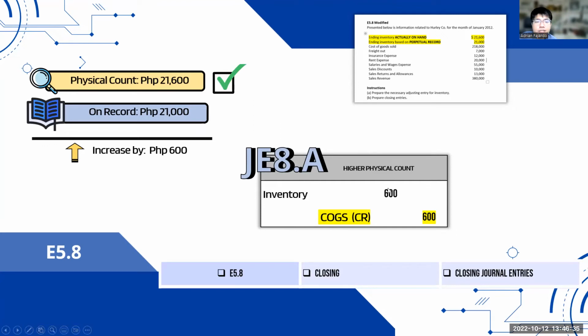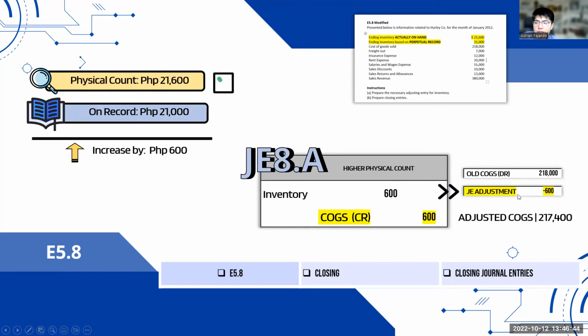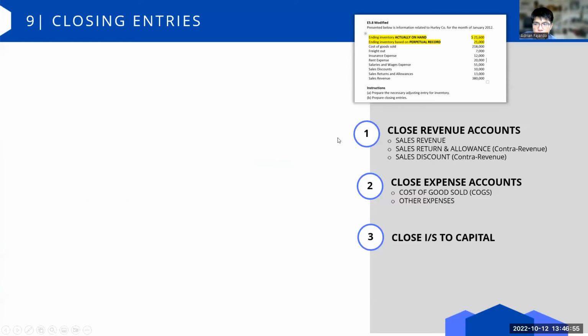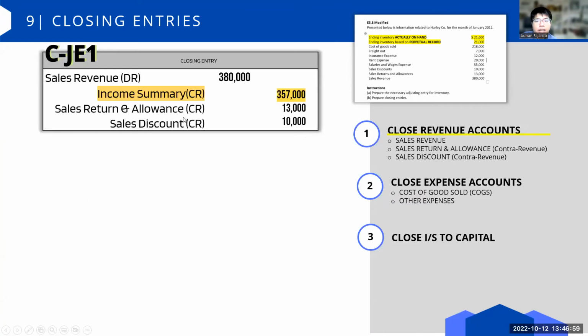And therefore, since we adjusted, let's make sure to adjust the given. The COGS that was given was 218,000. Since it's a debit, we have to subtract 600, giving us an adjusted cost of goods sold of 217,400. Now that we have this adjustment, we then close. So close revenue accounts. So again, debit sales revenue, credit SRA, credit SD. So you squeeze to find your income summary of a credit of 357,000.